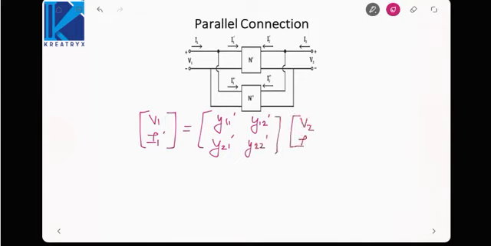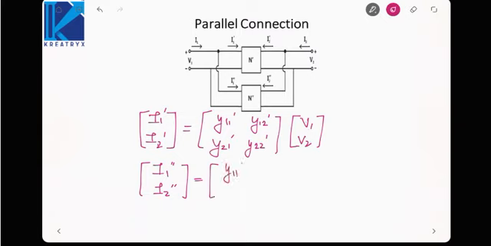Sorry, this will be I1 dash, I2 dash times V1, V2. For the second network, the currents will be I1 double dash, I2 double dash, and the parameters will be Y11 double dash, Y12 double dash, Y21 double dash, Y22 double dash, times V1, V2.